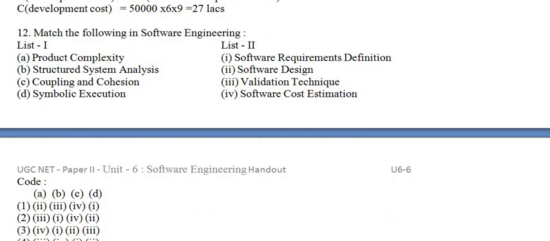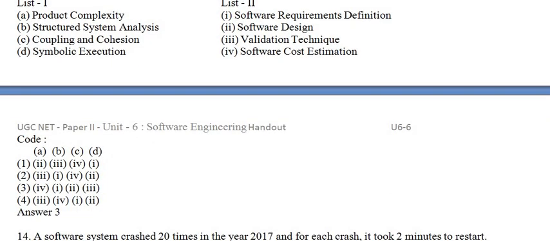Next one is match the following, software engineering. Here: product complexity, structure system analysis, coupling and cohesion, symbolic execution. Product complexity is nothing but a software cost estimation technique, and structured system analysis is nothing but software requirement definition. Coupling and cohesion can be used in software design, and finally symbolic execution can be used as a validation technique.